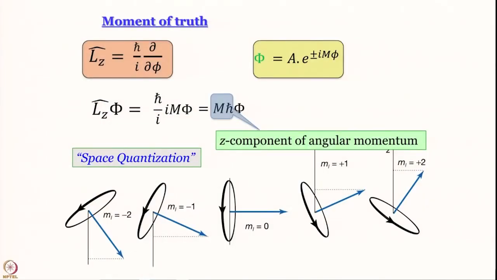So, only certain angles are allowed, and it takes us back to the familiar concept of space quantization that had arisen during the Bohr-Sommerfeld theory of the hydrogen atom. So, what we see here is that by using quantum mechanics, for a rigid rotor, the angular momentum can only point in certain specific directions. And that means that the plane of rotation can only take up certain specific directions, okay? Space quantization. So, this is what we have.